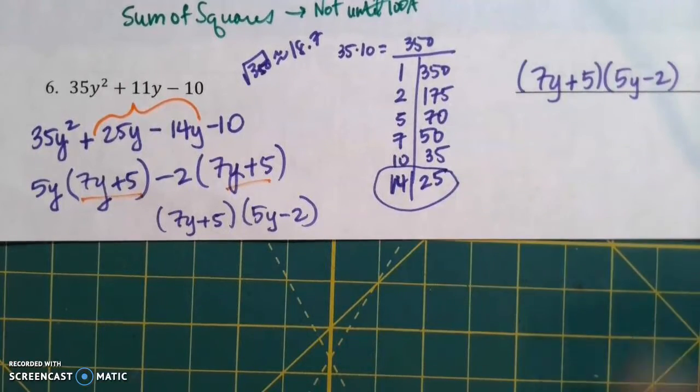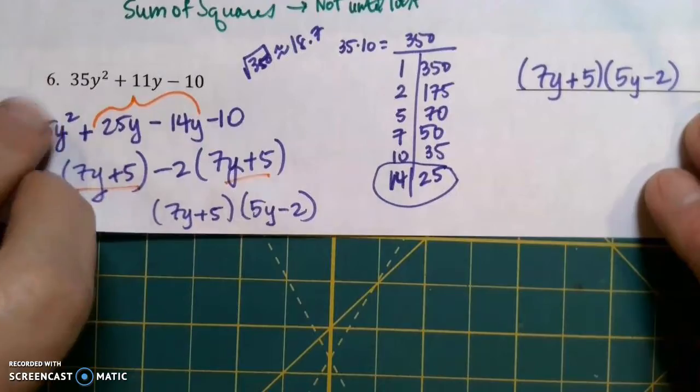And if you go back and multiply that through, if you FOIL it back out, you will get back up to the original one. All right.